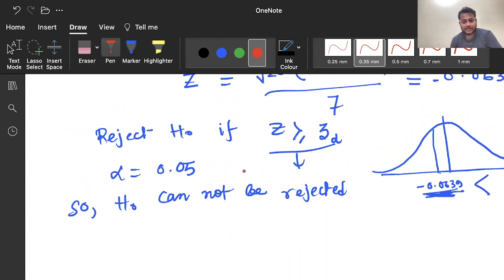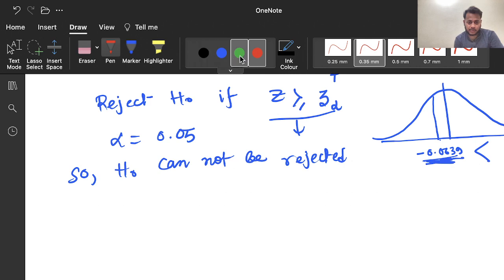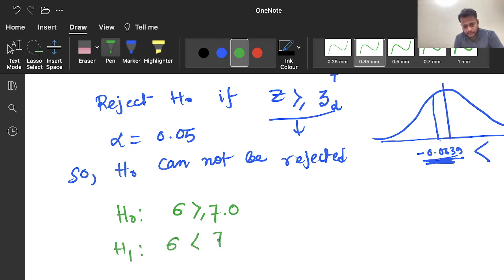Now let's see another set of null hypotheses. Another set: H0 is sigma greater than 7.0 and H1 is sigma less than 7.0.